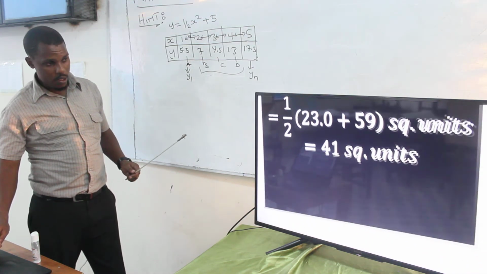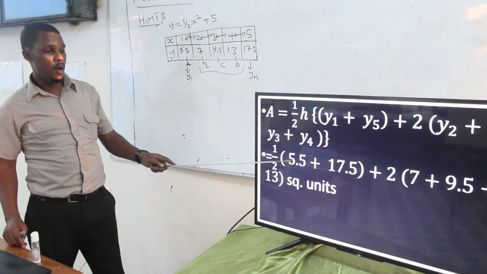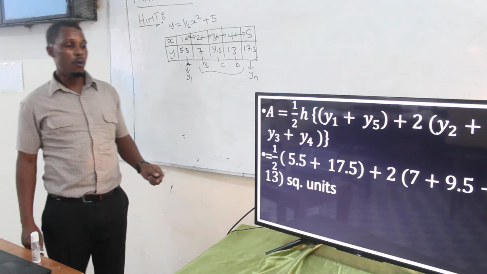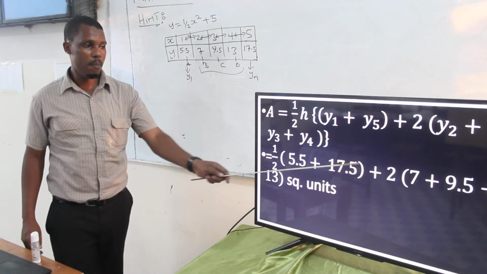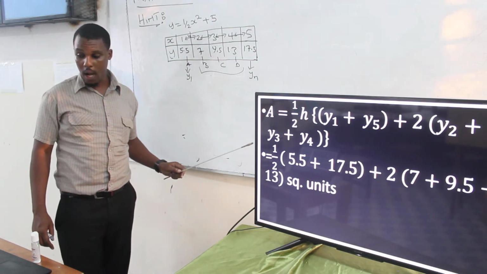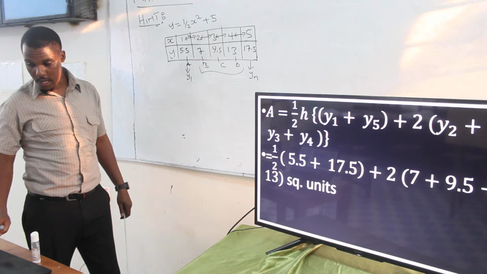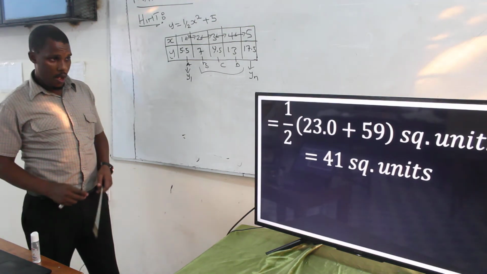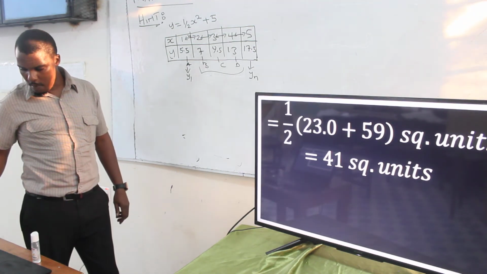Let me take you back a little bit there. This is what we are saying. In this case, when you add this one, and then you multiply this plus this one, then you multiply by 2. Then finally, you come here, you multiply by half. Your final answer is going to be 40 or 41 square units. So that's the concept that you're talking about.